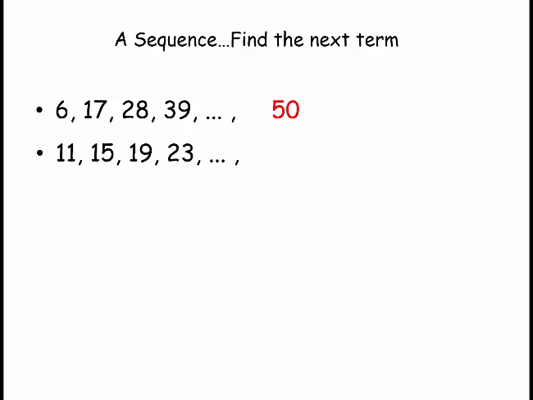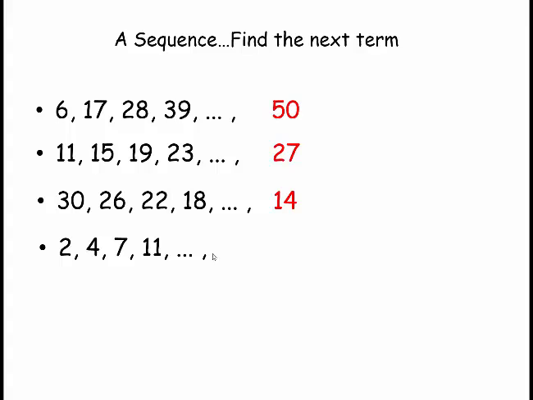Here, kind of use the same idea. What is the pattern here? The difference here is 4, then 4, then 4. So the next one should be 4 as well. So 4 more than 23 is 27. This one here, it looks like instead of going up by 4, this one's going down by 4. So the final term here should be 4 less.